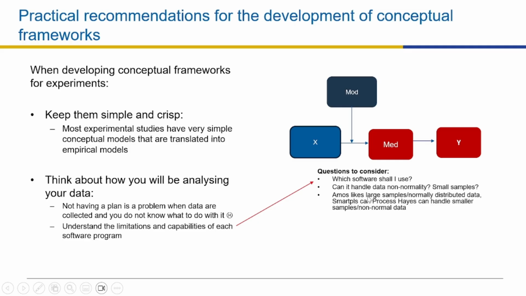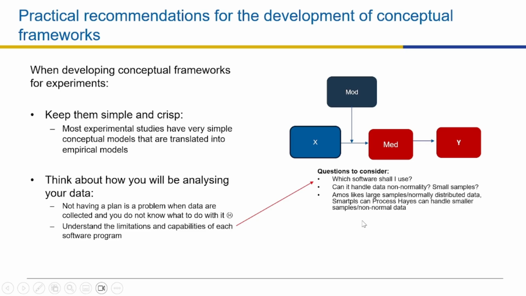The other options that you may consider would include Smart PLS and the Process Hayes add-on to SPSS. Both of those software packages, or Process as an add-on in SPSS, can handle data non-normality.